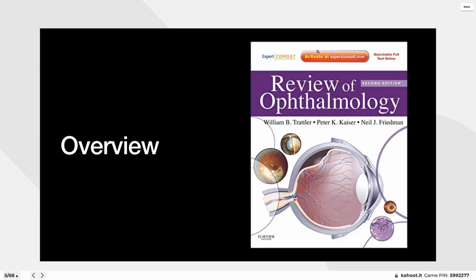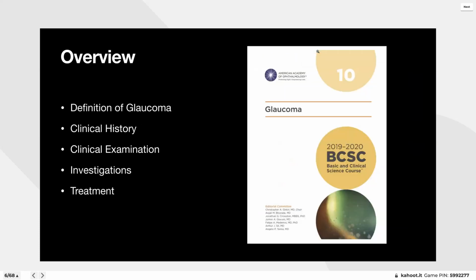But in terms of our overview, what we'll talk about today, I'm first going to go through the definition of glaucoma. From there, we'll talk a bit about how we complete a clinical history in glaucoma, followed by a clinical examination. And finally, what I think is probably my second most favorite part about discussing glaucoma, which are the investigations that we use. And finally, as a glaucoma surgeon, honestly, the treatments are changing very, very rapidly right now. We have a lot of cool new opportunities for how we can manage this progressive disease.